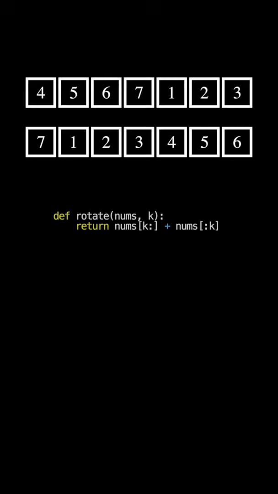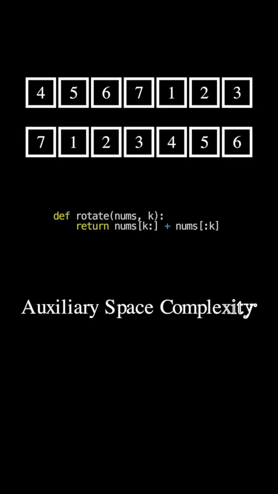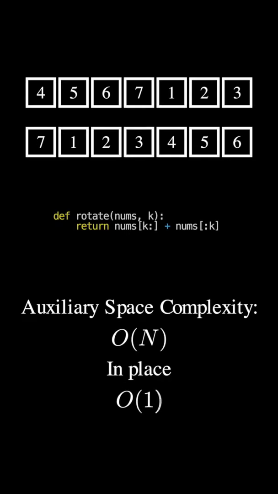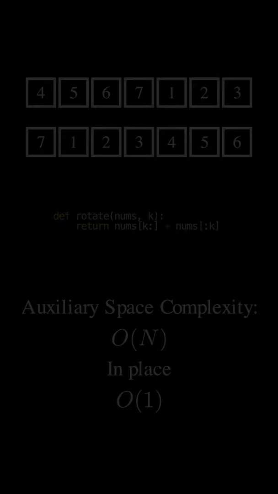However, since we created a new array, this approach has an extra space complexity, also known as auxiliary space complexity, of big O of n. Can we do this without creating the new array, and instead by shifting elements within the original array? In other words, can we do this in place? This would have a constant extra space complexity.